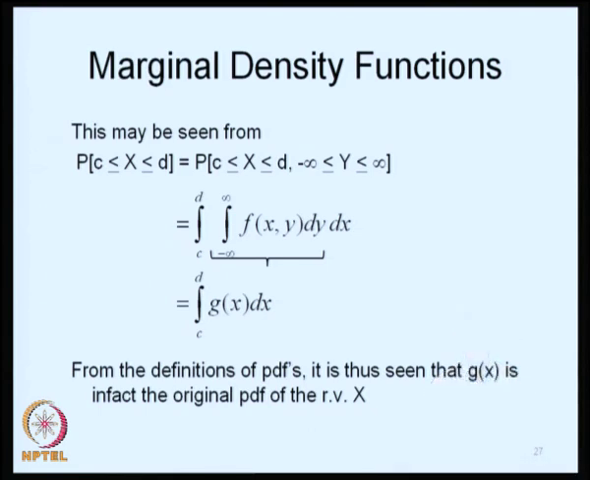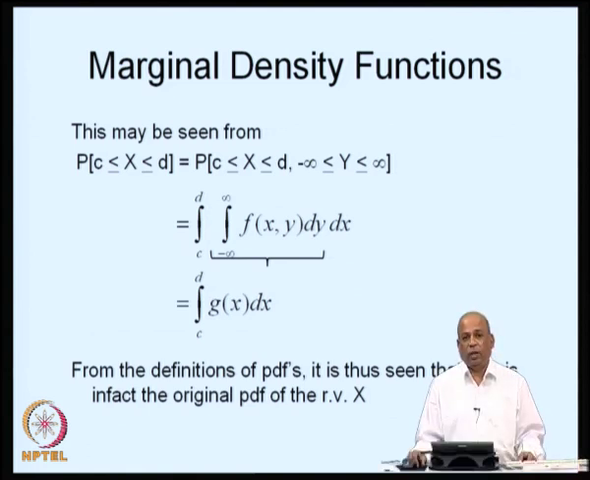Now, by definition of our marginal density, the integral from minus infinity to plus infinity of f of x y dy is in fact the marginal density g of x, and therefore, we write this as the integral from c to d of g of x dx. How would we have obtained the probability that x takes on values between c and d? If we had the original density function f of x, we would have simply integrated f of x in the range c to d with respect to x. So, from this it is obvious that the marginal densities we obtain from the joint densities are in fact the original probability density functions of the two random variables x and y.